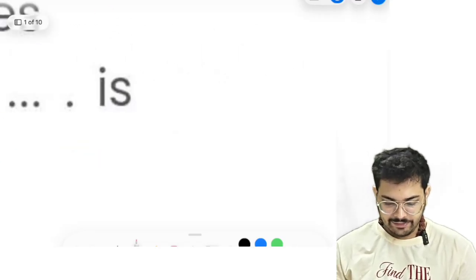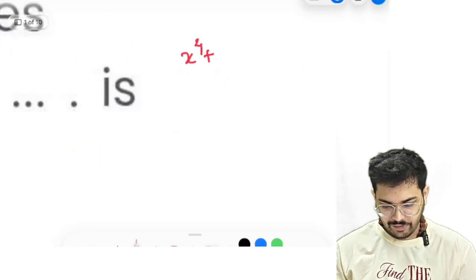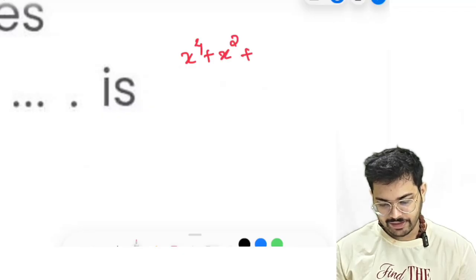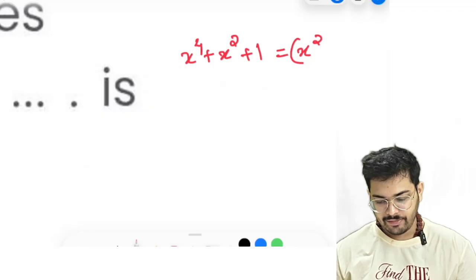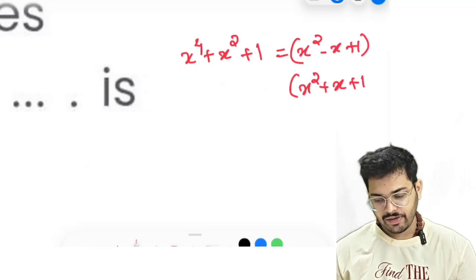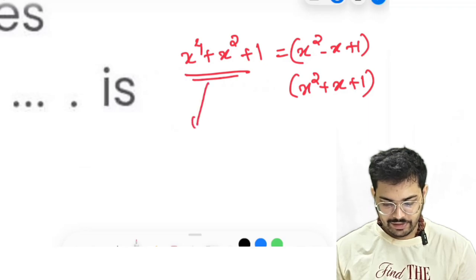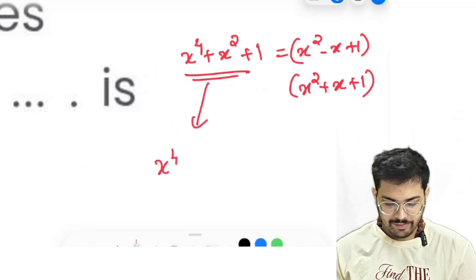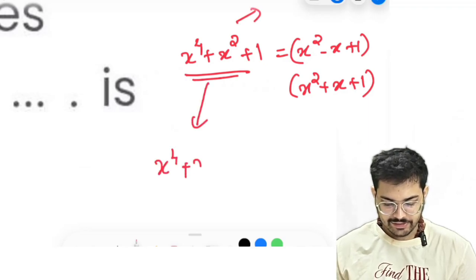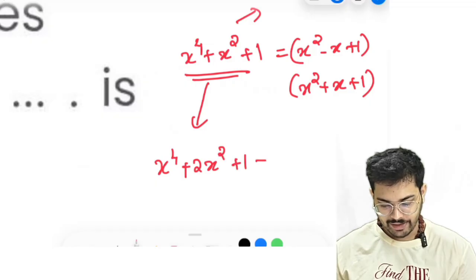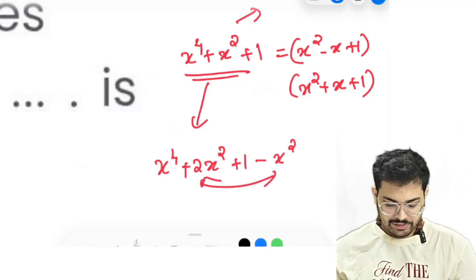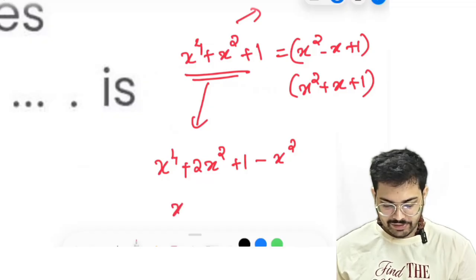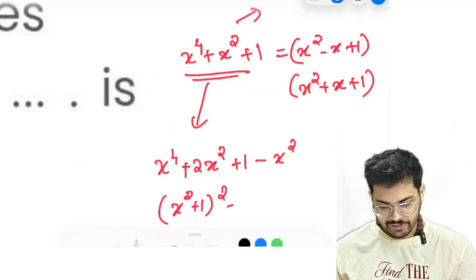Now, remember this. If the expression is of the form x raised to 4 plus x square plus 1, then you can factorize it as x square minus x plus 1 into x square plus x plus 1. Or if you want, you can even derive it. This will be x raised to 4. I will be adding an x square and subtracting an x square. So this will become x raised to 4 plus 2x square plus 1 minus x square. When you group it, you will get x square plus 1 the whole square minus x square.